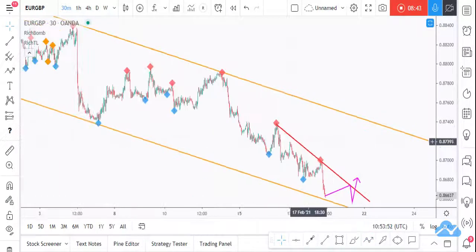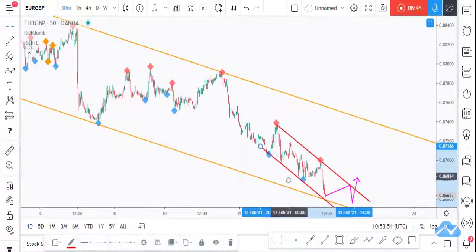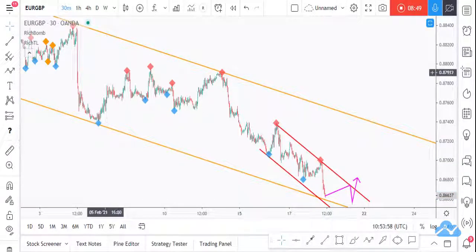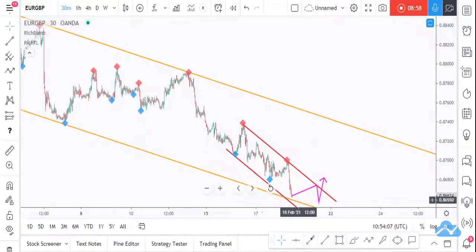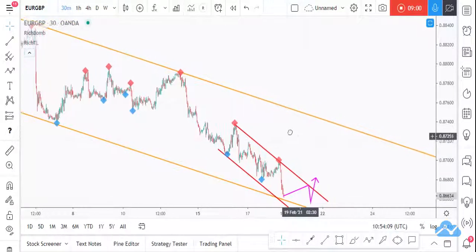Here we go. And I always like to make the offset, here we go, to have like a channel. So EURGBP is trading inside this big channel, and now it's at the end of the impulse phase. That's why we are looking to catch the next small corrective phase.